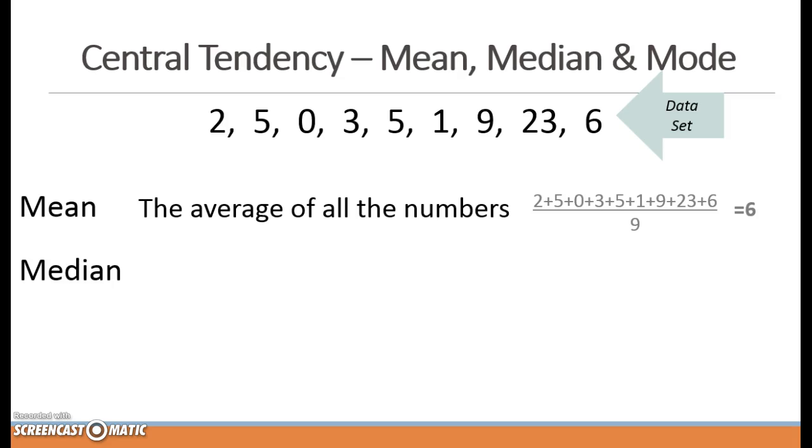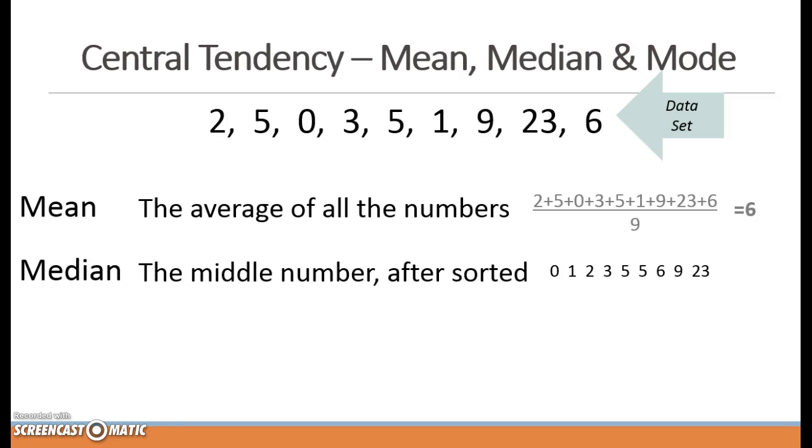Now the next one is median. Median is the middle number after we sort them in ascending order. So if you look at the data set up above, it is not sorted in ascending order from least to greatest. It's just randomly thrown up there at the top of the screen. So I'm going to take a minute and sort them for you. So you're going to look at the numbers and you're going to put them in ascending order from least to greatest. I would verify that you still have 9 numbers.